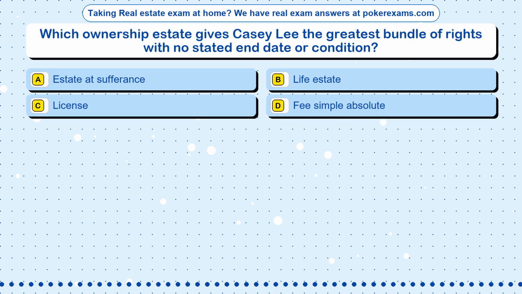Question 84. Which ownership estate gives Casey Lee the greatest bundle of rights with no stated end date or condition? Option A, estate at sufferance. Option B, life estate. Option C, license. Option D, fee simple absolute.